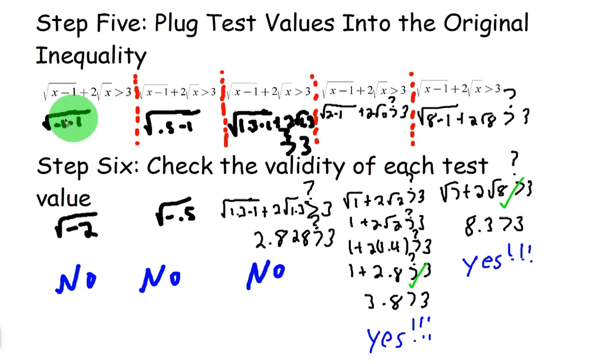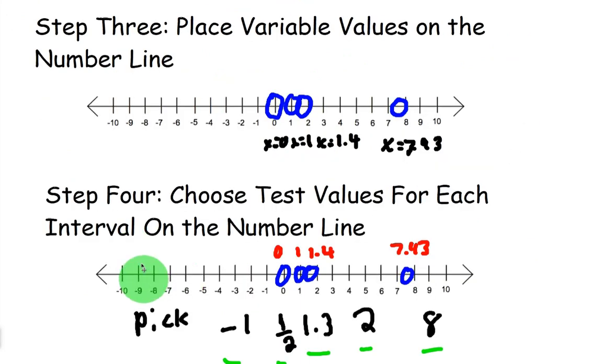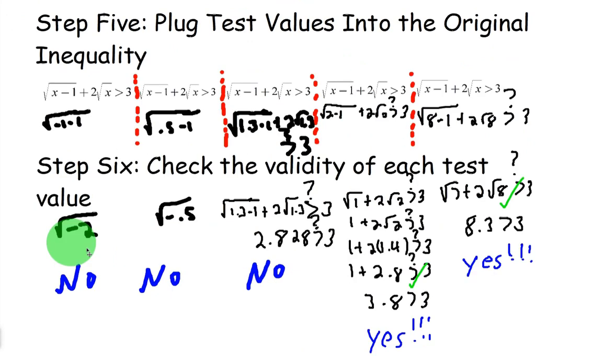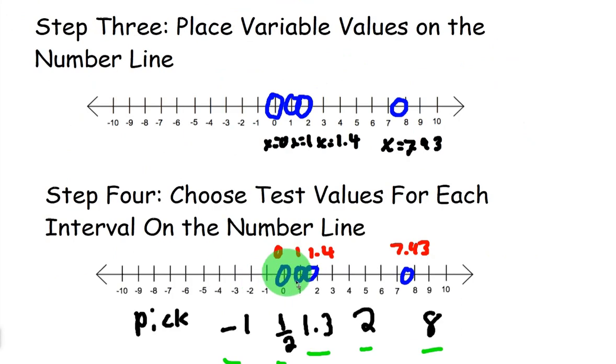So for the first one, if we plug in -1, we get the square root of -1. Obviously it doesn't work, so we know for a fact that this part will not be shaded over here. Next, if we plug in 1/2, again, 1/2 minus 1 is -1/2, but we can't take the square root of that, so that means that this little part of the number line right here will not be shaded.